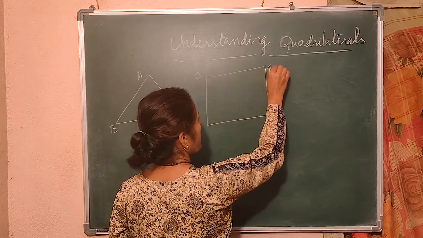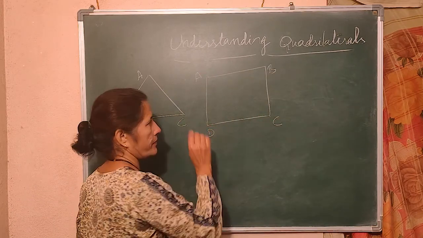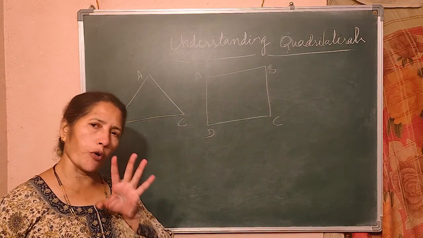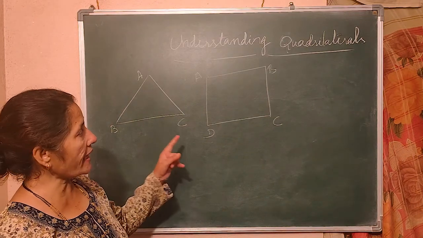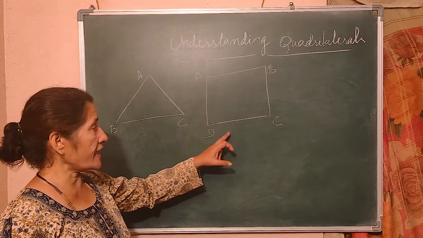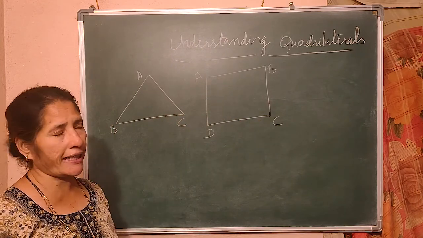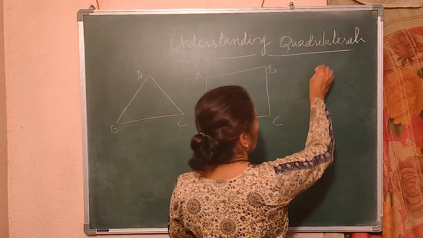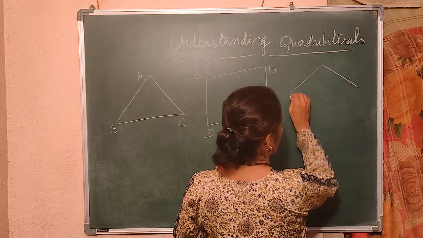A, B, C, D. How many vertices? 4 vertices. How many sides? 4 sides: AB, BC, CD, AD. Do you agree? Now, let me draw a polygon having 5 sides.